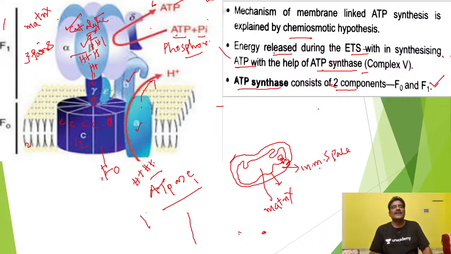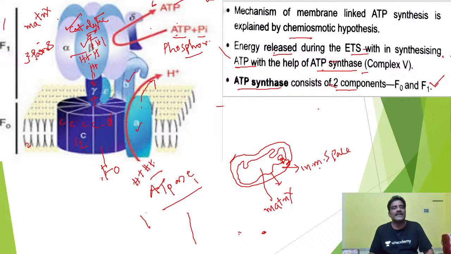So in this way, for the oxidation of 1 NADH molecule, 2.5 ATP molecules are produced. For the oxidation of FADH2, 1.5 ATP molecules are generated. So ATP generation depends on the protons. Am I correct or not?